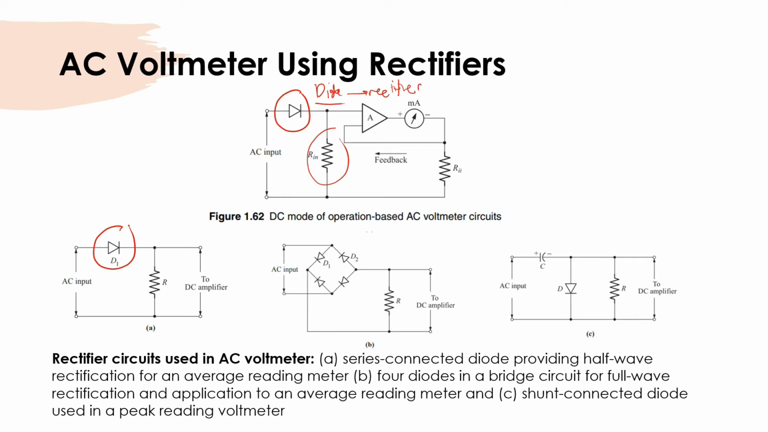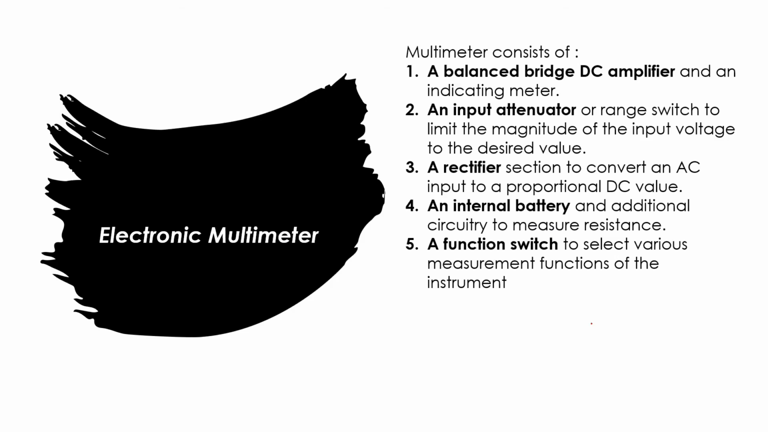As I mentioned before, we have 3 kinds of voltmeter: average voltmeter, peak reading voltmeter, and other versions. So in this case, we can use the single diode like A for the average reading meter, and also the 4 diodes. And for the peak reading voltmeter, we can use the shunt connected diode as in figure C.